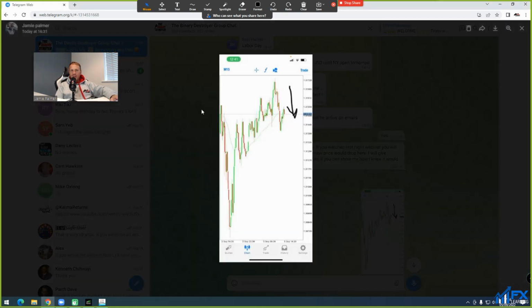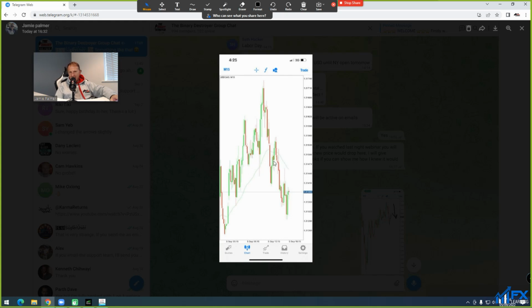So as you can see here, USD CAD 15-minute chart. This is my prediction, a nice little sell trade from this level. And this is it around a few hours later.